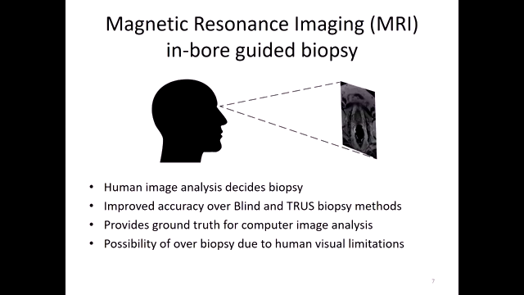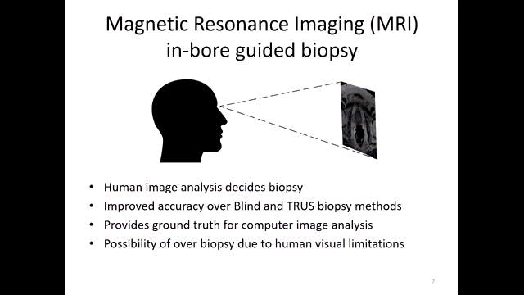Okay, so let's get to the more accurate of the image-guided biopsy, which is the in-bore guided biopsy. Here a human observer, usually a radiologist, will examine the MRI images looking for regions of interest, so suspect regions. Then for those regions of interest, they will determine did they look malignant, did they look benign. And the malignant areas will be targets for a biopsy. This is, as I mentioned, improved accuracy, obviously over the blind biopsy and also the TRUS biopsy method.